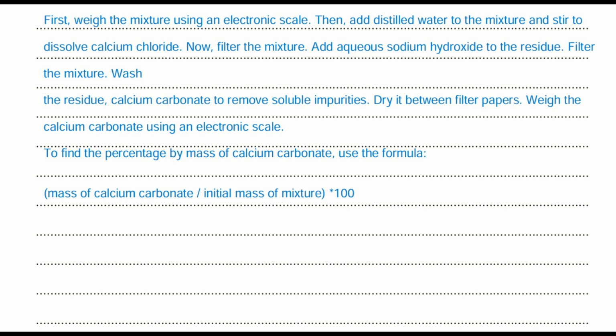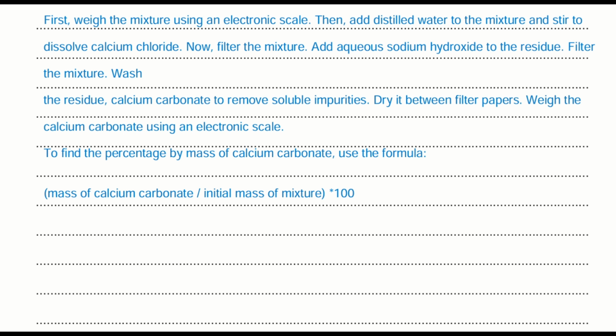Okay guys, here's the answer I came up with. First, weigh the mixture using an electronic scale, then add distilled water to the mixture and stir to dissolve calcium chloride. Now filter the mixture. Add aqueous sodium hydroxide to dissolve the aluminum oxide in the residue. Filter the mixture. Wash the residue, calcium carbonate, to remove soluble impurities. Dry it between filter papers. Weigh the calcium carbonate using an electronic scale.